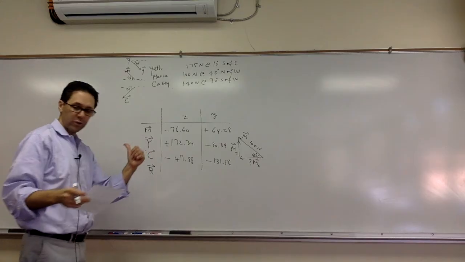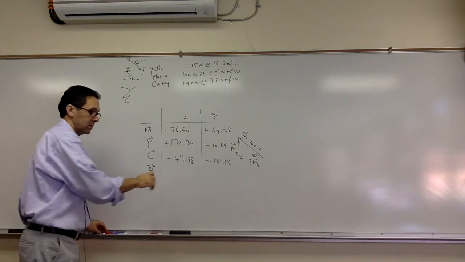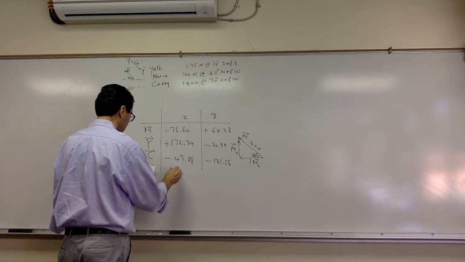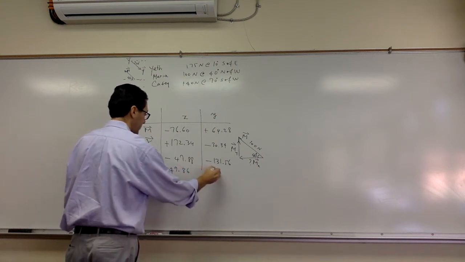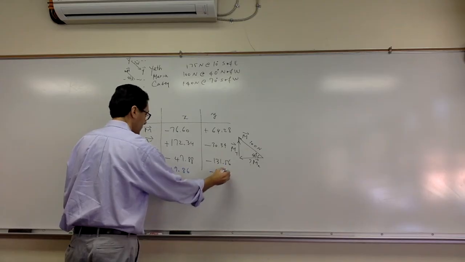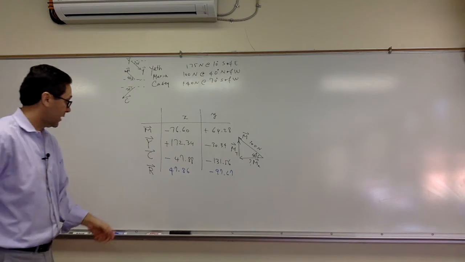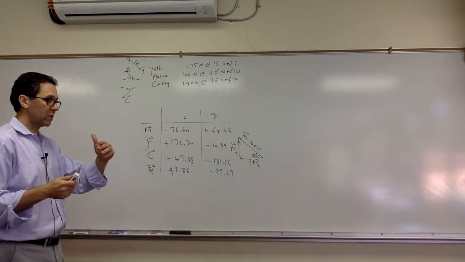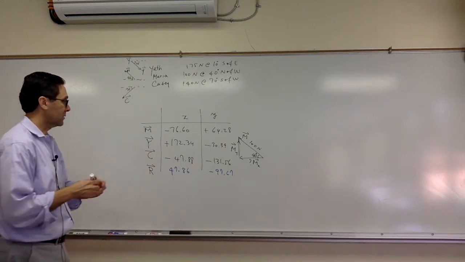Now, just like I showed you earlier, to find the components of the resultant, you add the x components and you add the y components. So this is 47.86 and negative 97.67. Okay. Now, you're going to work backwards. So instead of having the resultant, then you're going to break it down. You have the breakdown, and you're going to put the resultant back together.